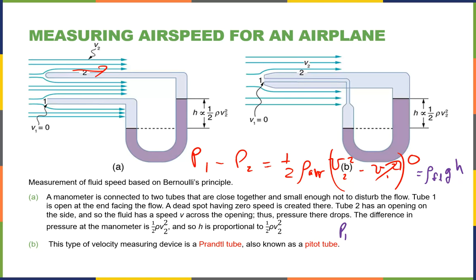We're trying to find the airspeed. Yeah, those are just two ways of getting the difference in pressure. So to find the airspeed, I would have to take V2 squared is equal to 2 times the density of the fluid times g times h, divided by the density of air. And then, of course, square rooted to get the speed. So it's a pretty cool application, again, of Bernoulli's principle.